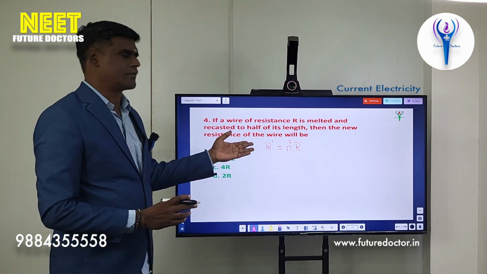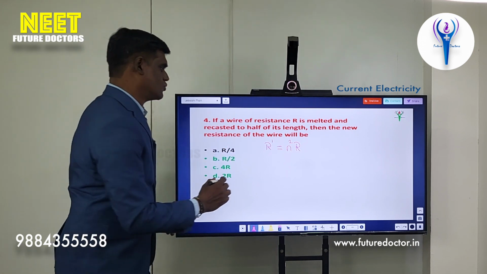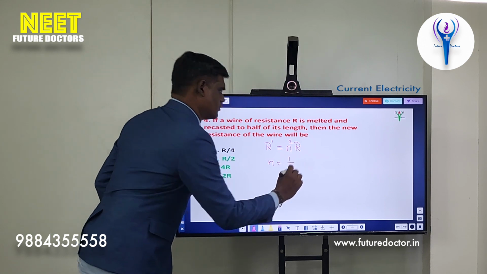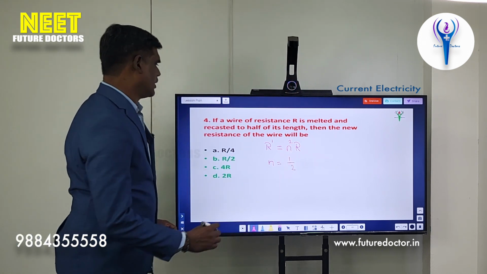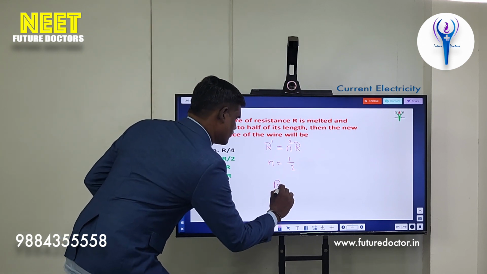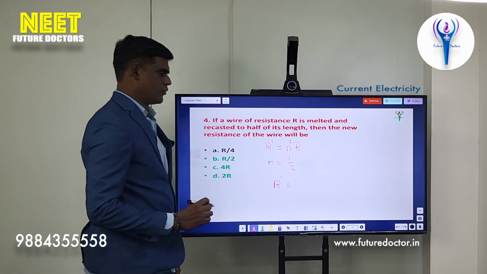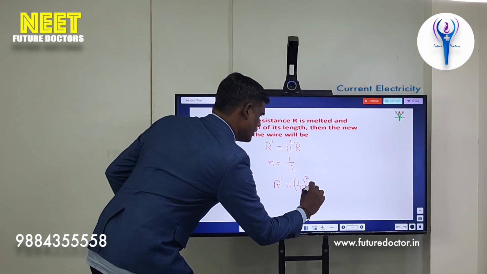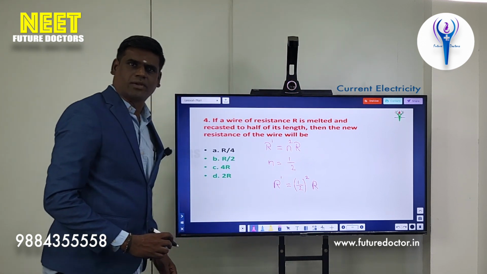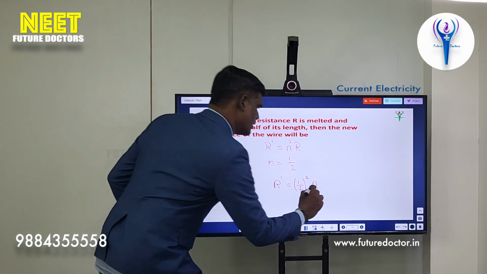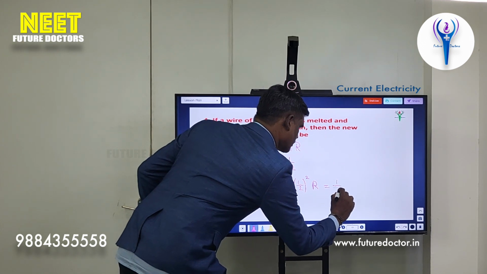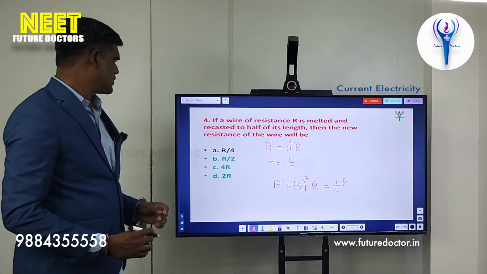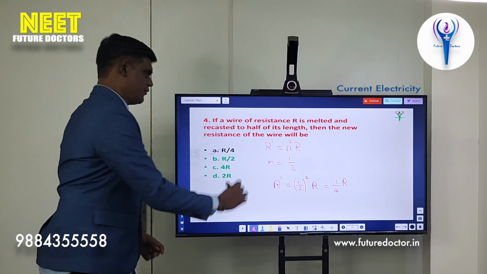Here n is the number of times. n is given as 1 by 2. Substitute this here. Then R dash equals 1 by 2 square into R. 1 by 2 square is 1 by 4. That is 1 by 4 of R, or R by 4. So which option? Option A.